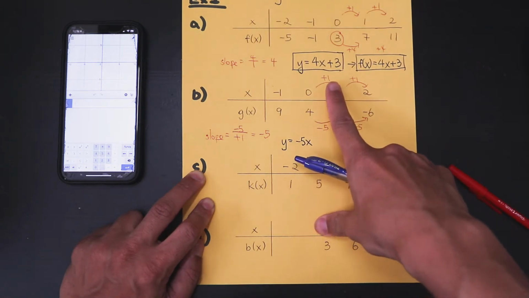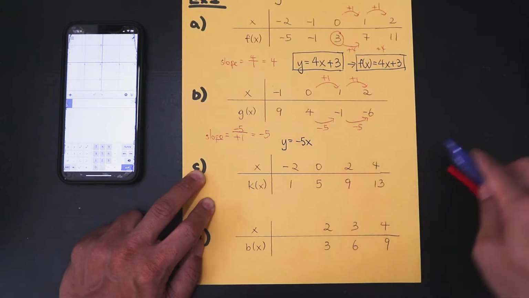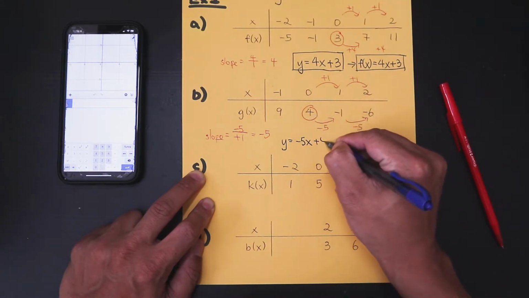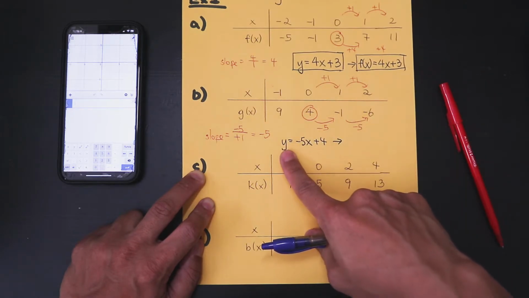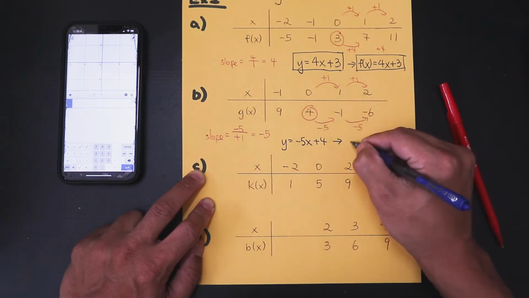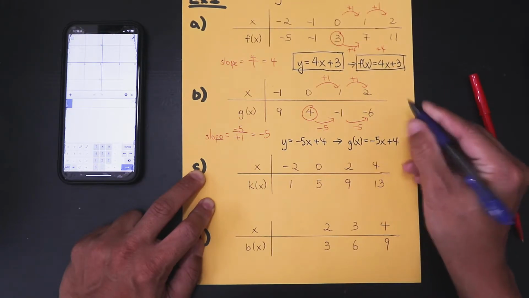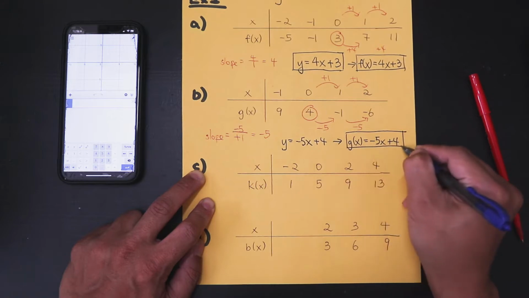And then again, your y-intercept is the y value when your x is 0. So in this case, it's going to be 4. So it's going to be negative 5x plus 4. And then your final step is to replace your y with a name, which in this case is g of x. So g of x is equal to negative 5x plus 4. And that is the equation of this table.